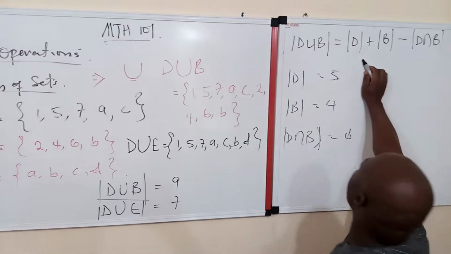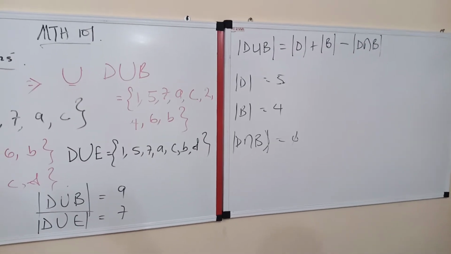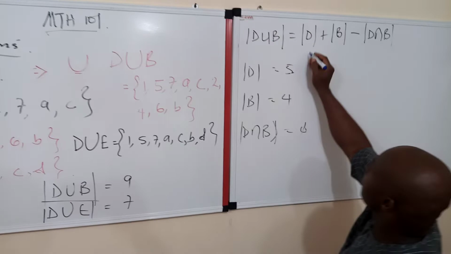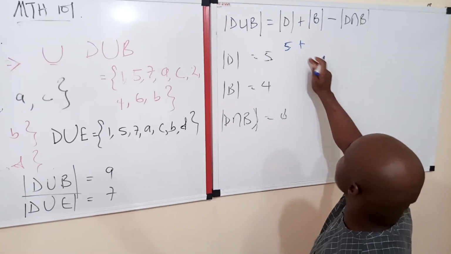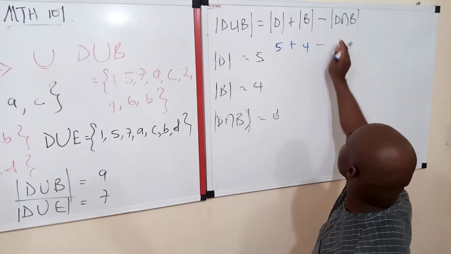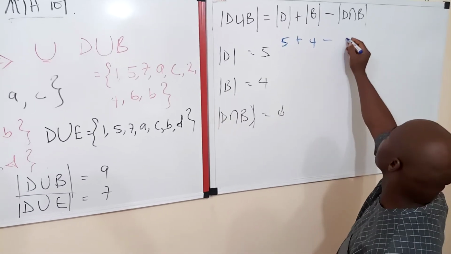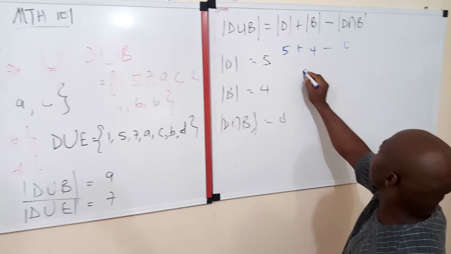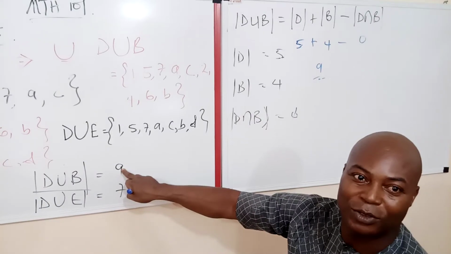So if we put all that into this formula that we have, in this place here we are going to have 5 plus, in this case, 4 minus their intersection, which is 0, there is nothing. So you say 0. So this plus this gives you 9. And that is the answer. And you can see that it corresponds to this.